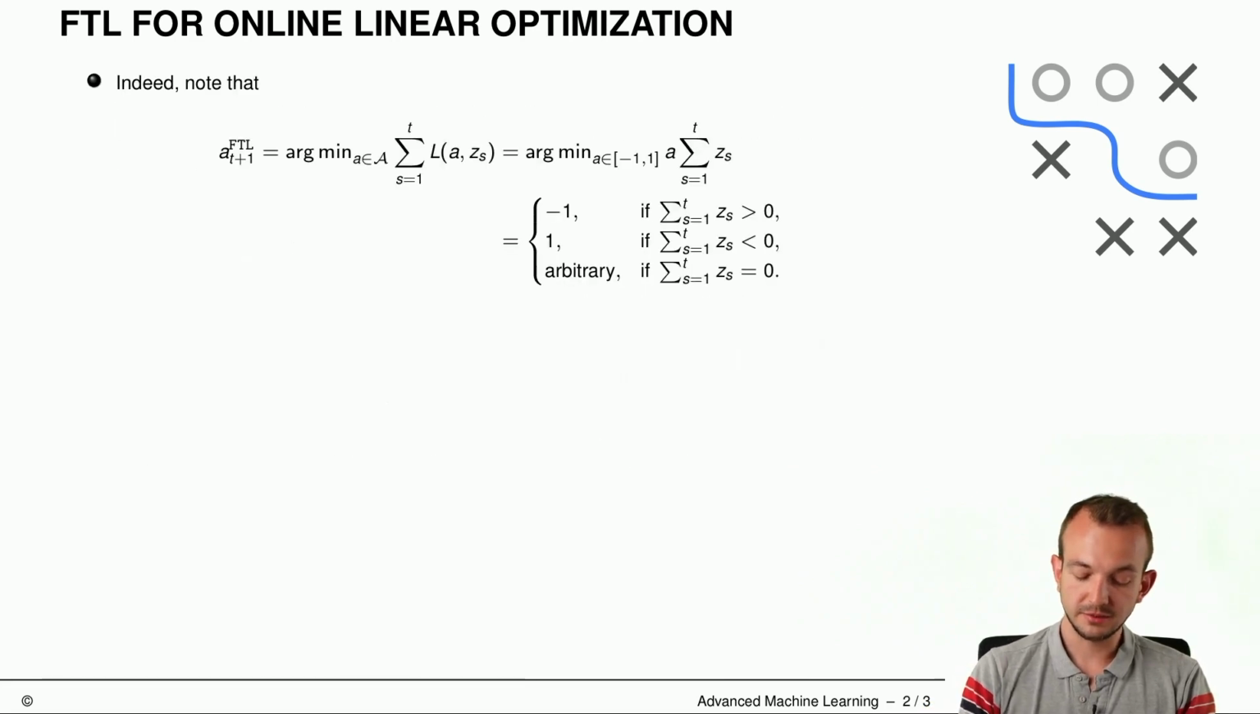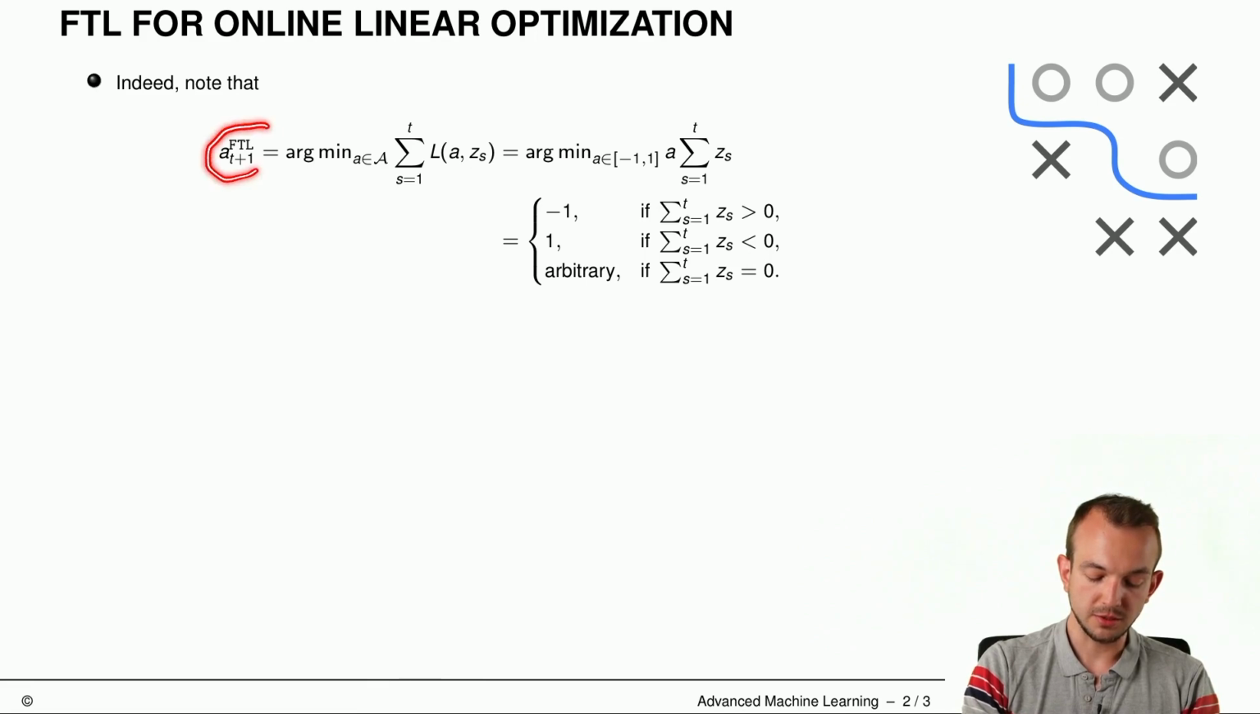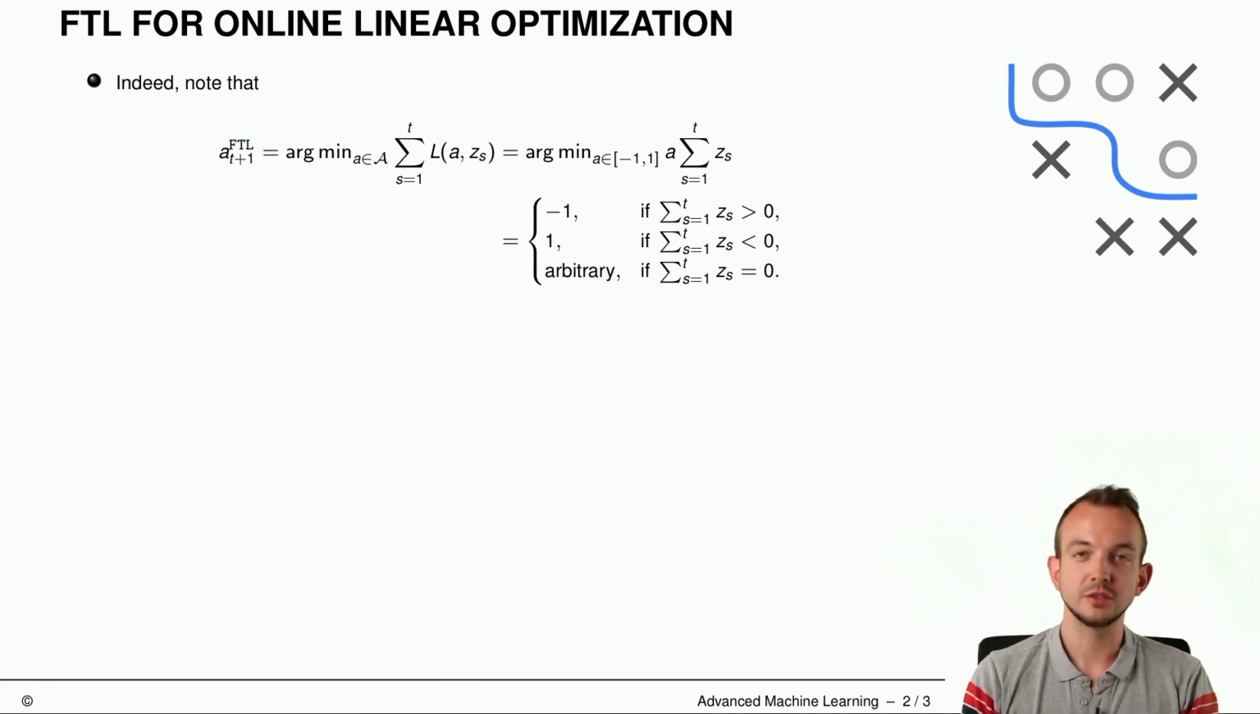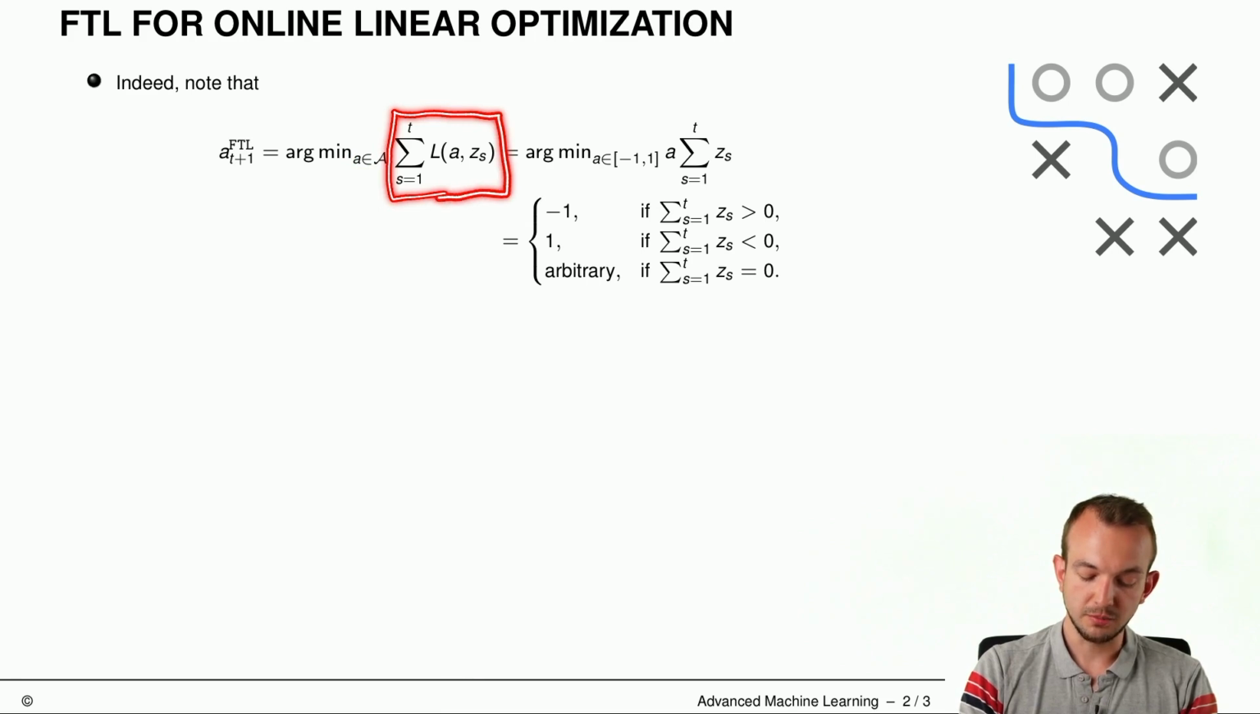Okay, how can we see that this is true? Let's first of all start with the action rule of the follow-the-leader algorithm. Recall, in time step t plus 1, what is the action taken by the follow-the-leader algorithm? It's the one, or one of the actions, which is minimizing the cumulative loss over all seen environmental data points so far. Now we plug in our definition of the loss.